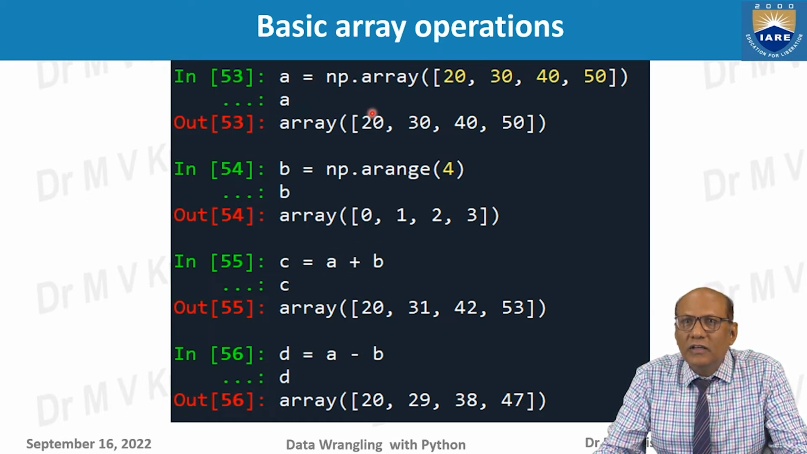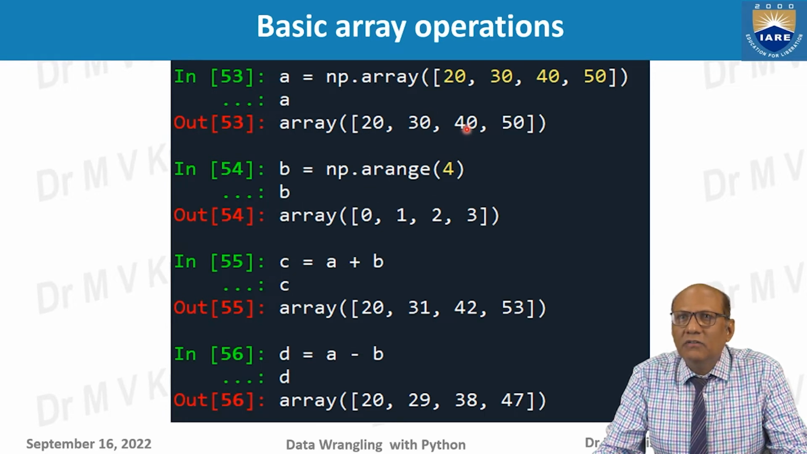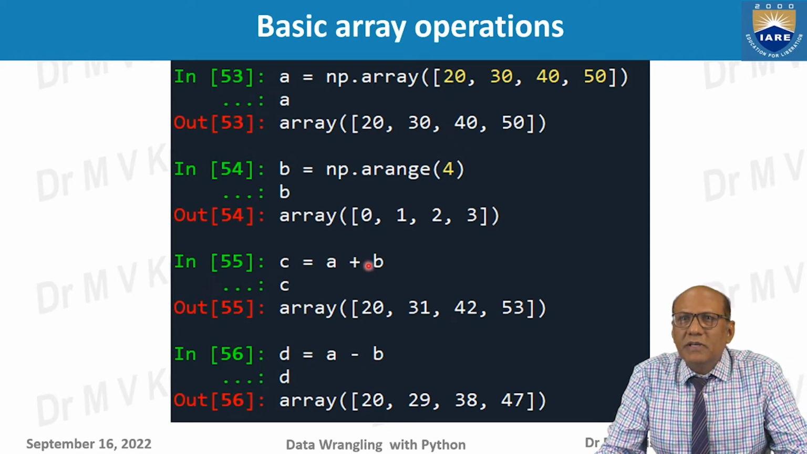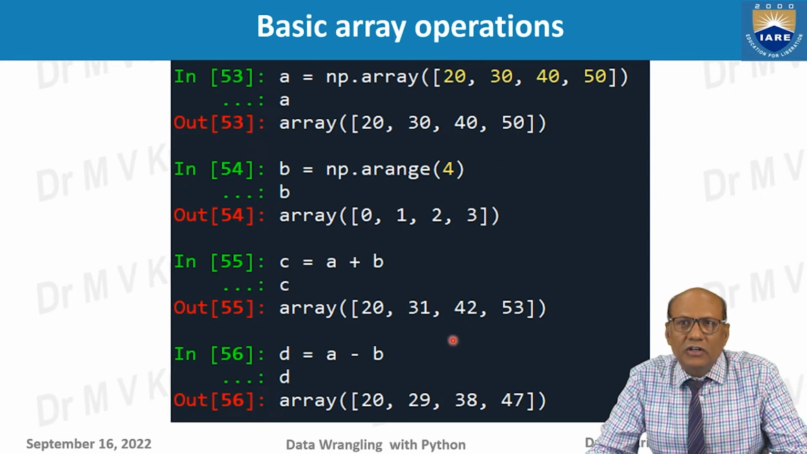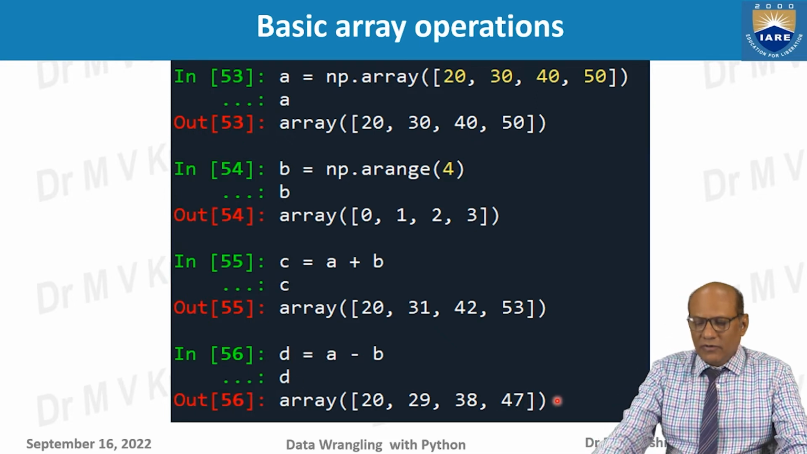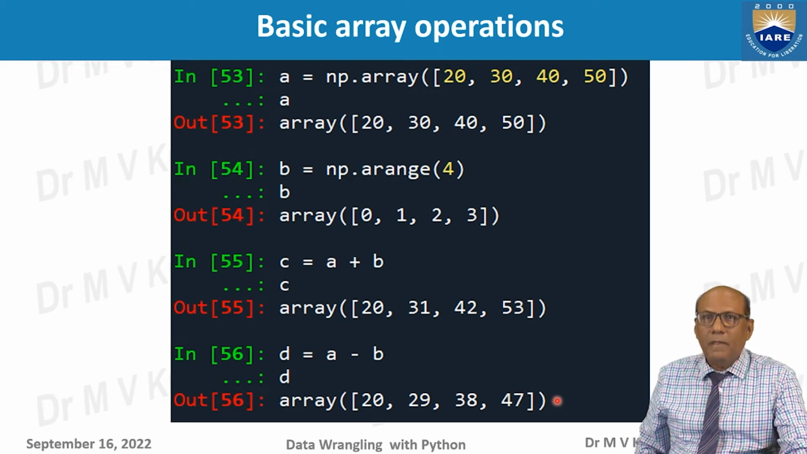I am adding these two. So this is element by element basically. 20 plus 0, 30 plus 1, 31, 40 plus 2, 42, 50 plus 3, 53. That's why 20, 31, 42, 53. Okay, C equals A plus B. Now D equals A minus B. So A minus B means 20 minus 0, same 20, 30 minus 1, 29, 40 minus 2, 38, 50 minus 3, 47. So that is what you got as D. This is what is printed as contained in the array.